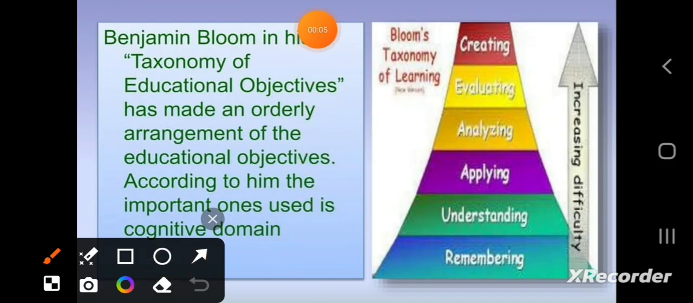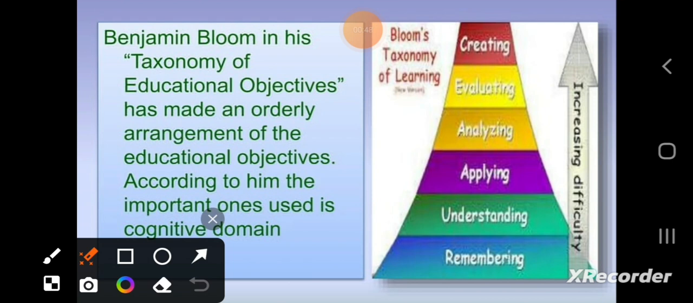Benjamin Bloom, in his Taxonomy of Educational Objectives, has made an orderly arrangement of the educational objectives. Benjamin Bloom's Taxonomy of Educational Objectives provides a hierarchical framework for categorizing educational goals, particularly within the cognitive domain. This taxonomy is structured in a way that reflects increasing levels of complexity and difficulty in learning. Number 1, remembering. This is the foundational level where learners can recall or recognize information. It involves basic knowledge and memory.